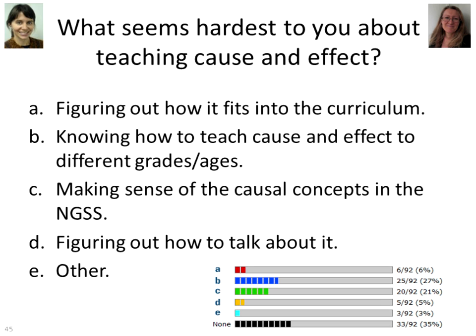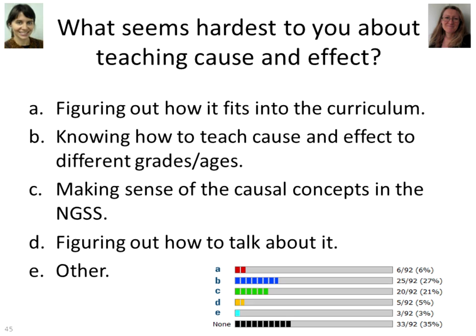Okay. So I'm seeing that knowing how to teach cause and effect to different grades and ages is fairly significant, as is making sense of the causal concepts in the Next Generation Science Standards. Fewer of you are concerned about how to talk about it or figuring out how it fits into the curriculum, which I guess kind of makes sense because the standards map some of that. Although I think there's plenty to be discovered as we move forward in actually implementing the standards.